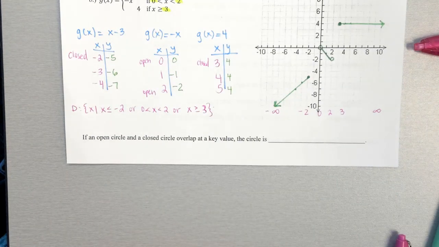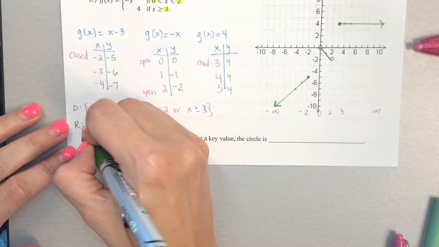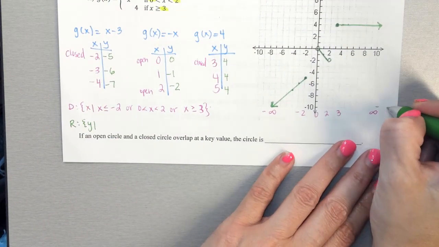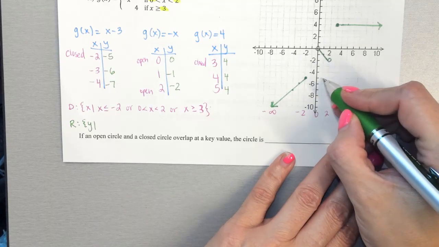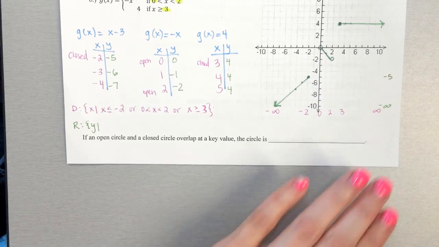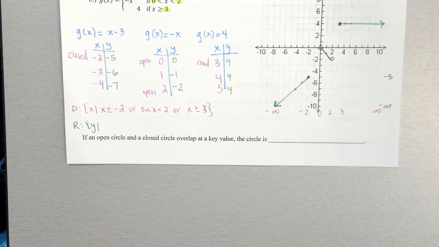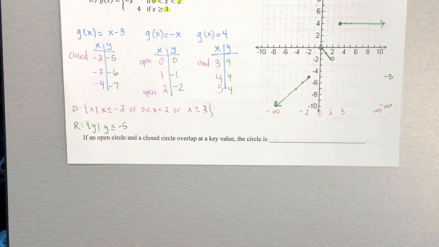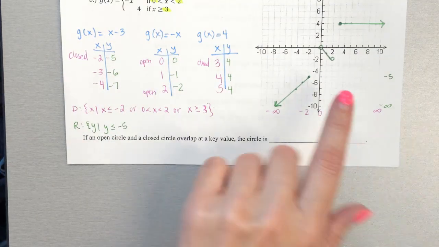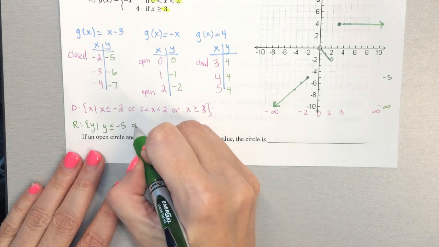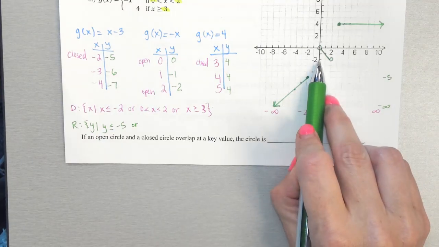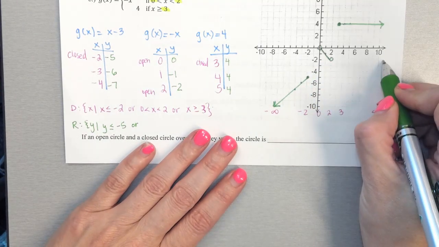Okay, and then for your range, I'm going to do something similar. So the lowest y value is negative infinity, and that's going to go to negative 5. So the way that we say that, all the points are less than or equal to negative 5. And then it's an equal to because you have a closed circle.